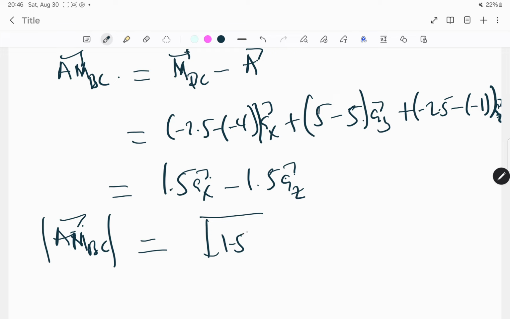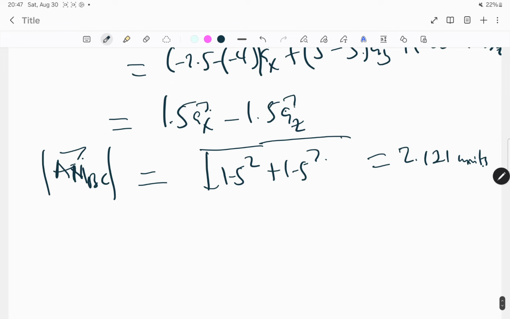And then that will be 1.5 squared plus 1.5 squared. So what do I get in that case? Right, 1.5 squared plus 1.5 squared, and then we get 2.121 units. So this is how we get this.